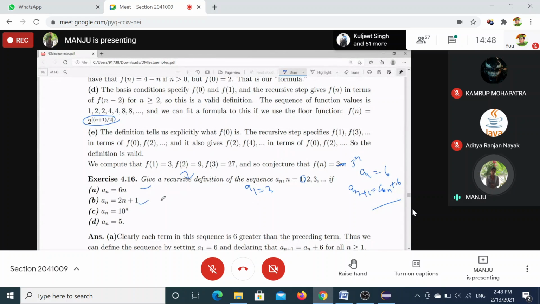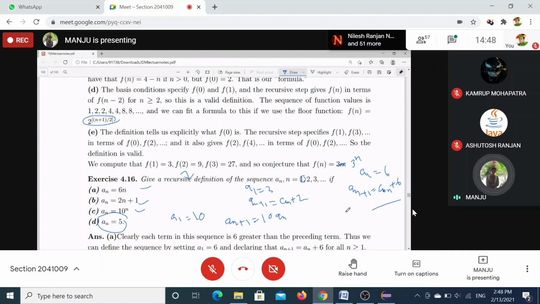Then you have a difference of 2 everywhere. So an plus 1 will be an plus 2, right? Here, a1 will be 10, and a2 is 10 square, 10 cube, and so on. Means we are multiplying the last term by 10. So an plus 1 will be 10 into an. This is your recursive definition.